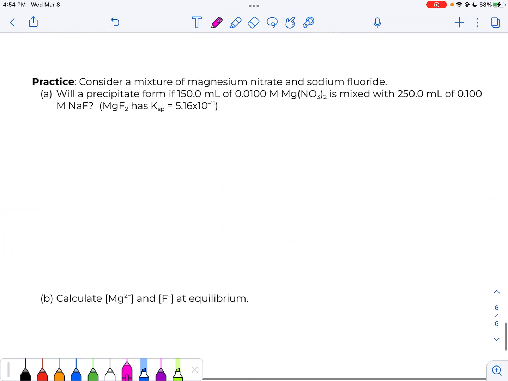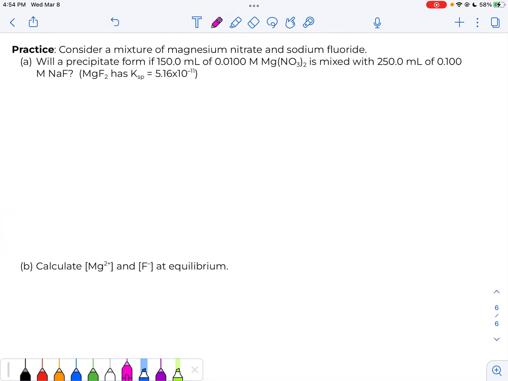All right. Let's do another practice. Pause the video and work through just part A for right now to determine if a precipitate is going to form by finding the Q value and comparing it to KSP. When you're done with that, come on back to the video and we'll work through B together.